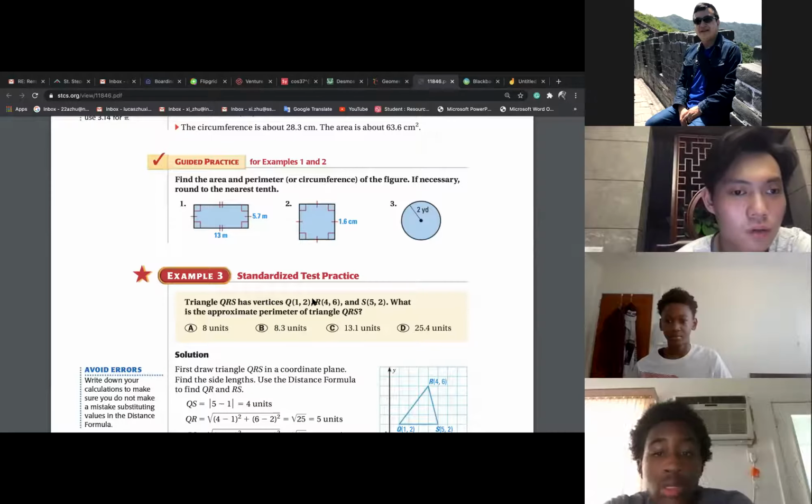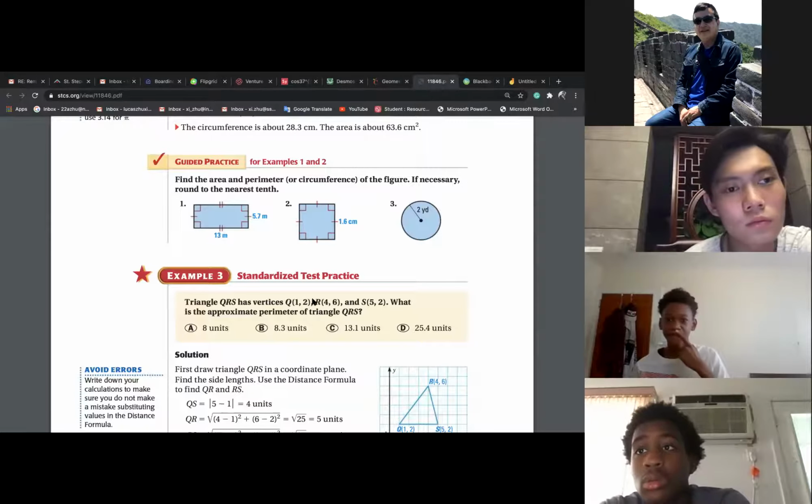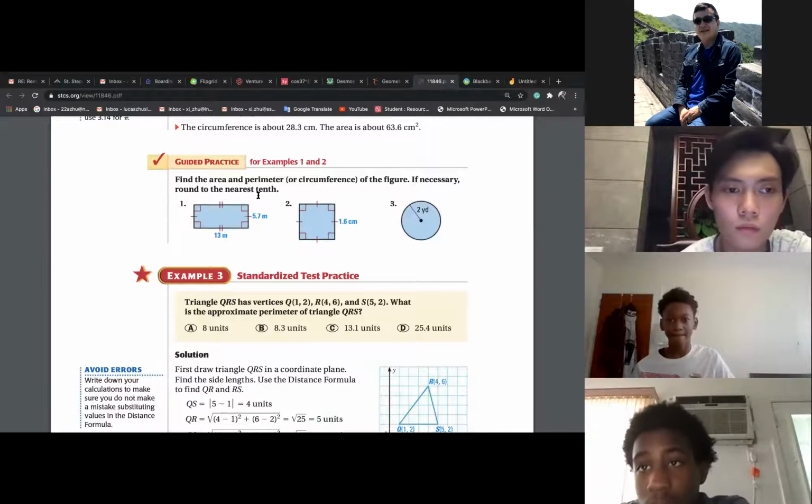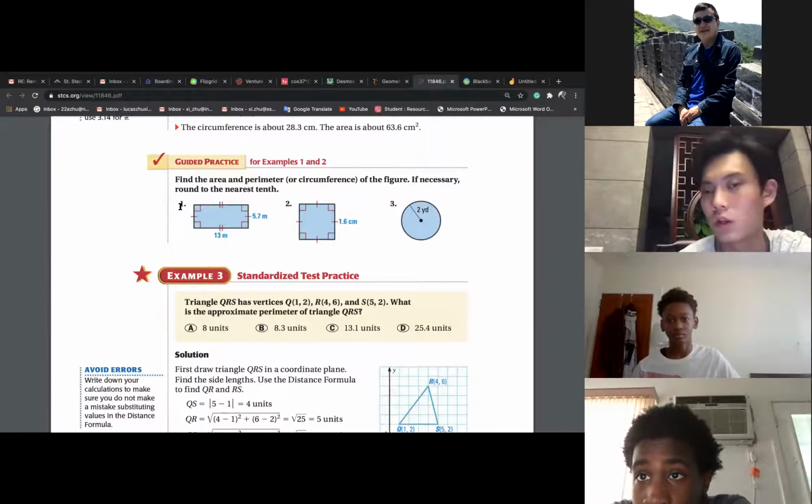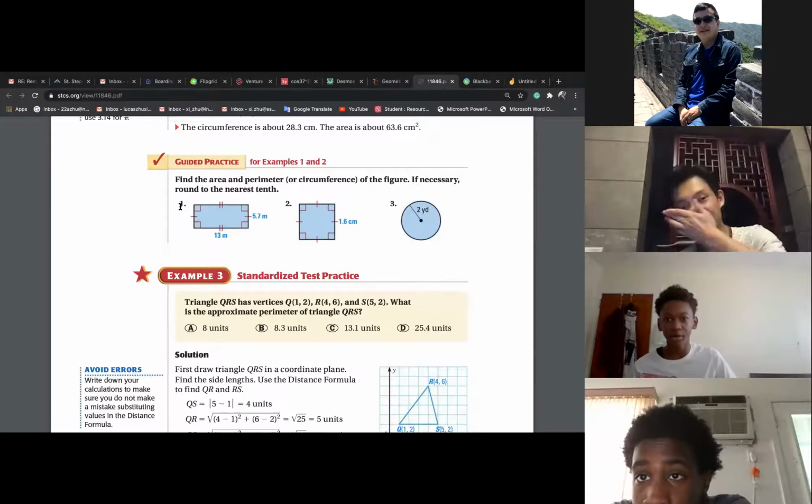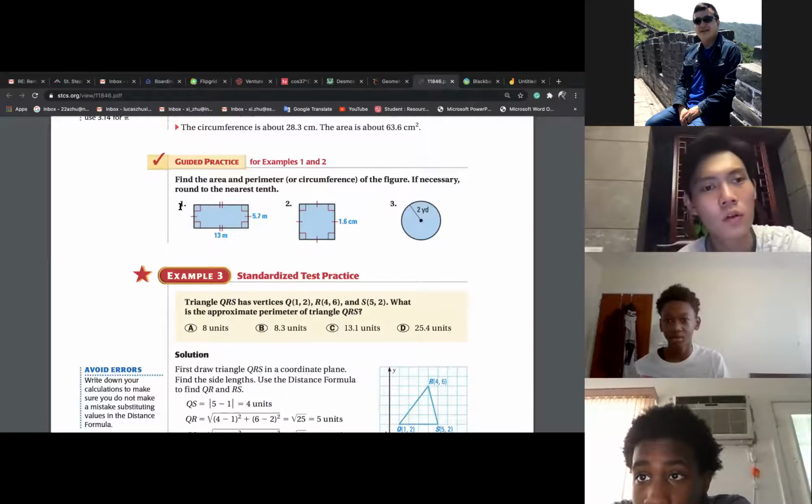Okay. Try to do this one. How do you find the area for question one? Just the area and perimeter. You can find both.